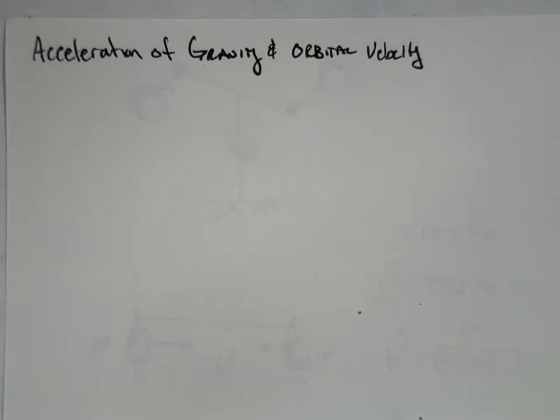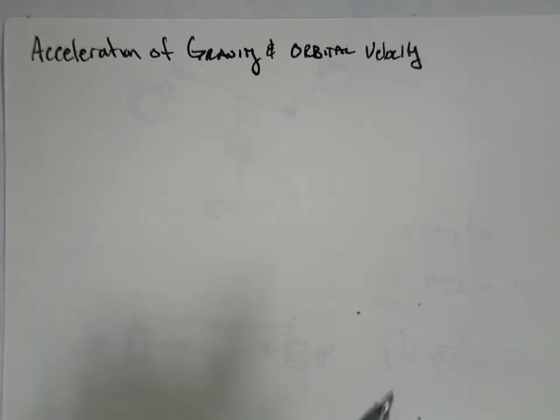Okay, guys, we're going to move on to 6.2, acceleration of gravity and orbital velocity. We're going to do a real quick review of Newton's law of gravity, then we're going to talk about the acceleration of gravity, and then we're going to talk about circular orbits and how we achieve orbital velocity.